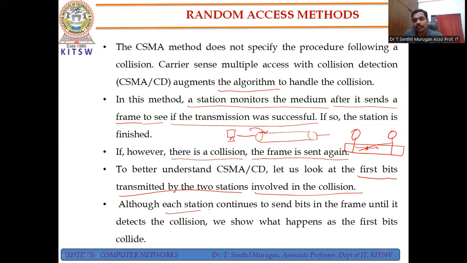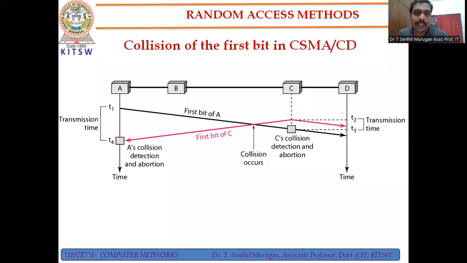Although each station continues to send bits in the frame until it detects the collision, we show what happens when the first bits collide. If there is no collision, all the stations can transmit the data without problem. This is the diagrammatic representation of collision occurrence. You just see here: transmission time of node A, at time T1, it transmits the first bit of A. The first bit is coming like this.